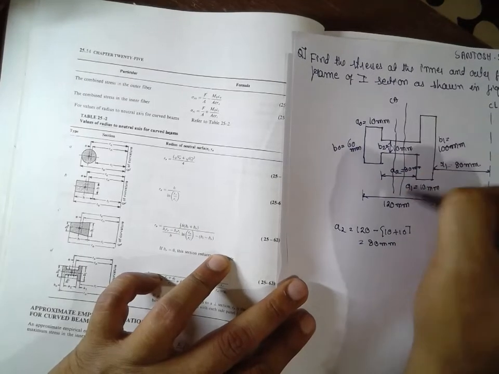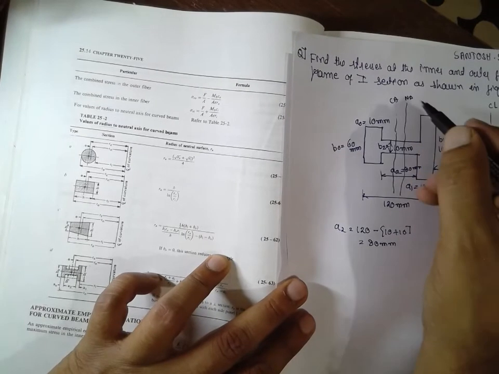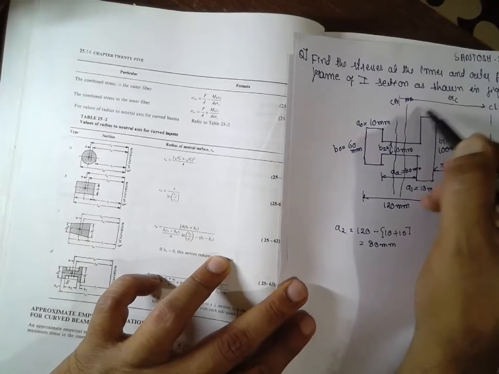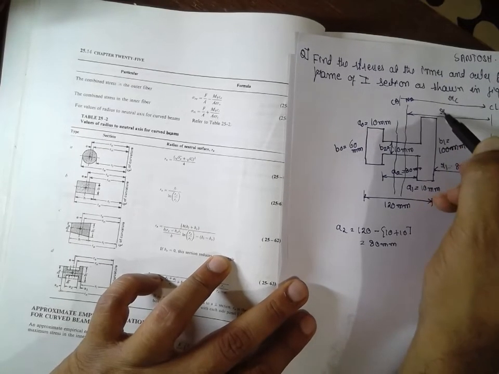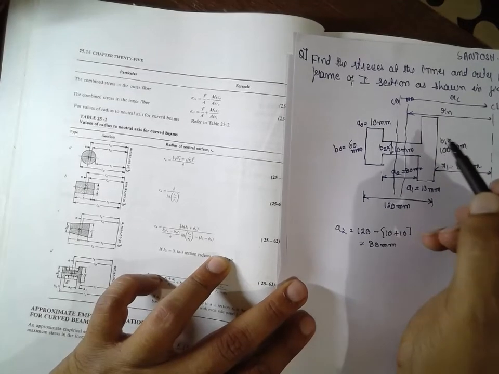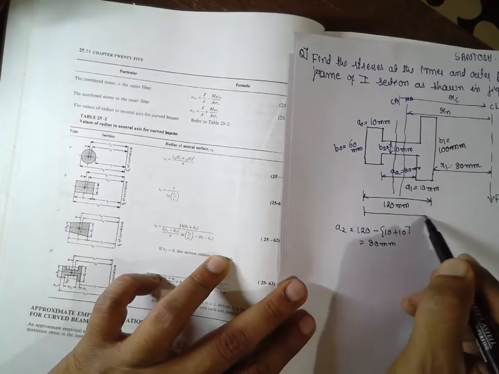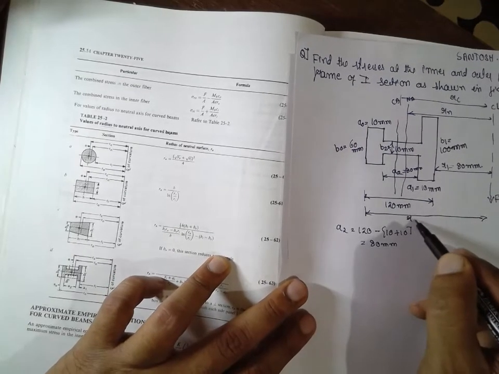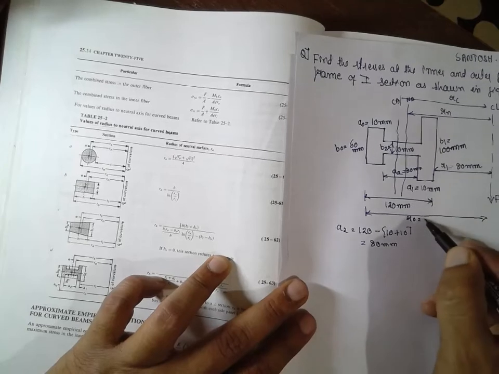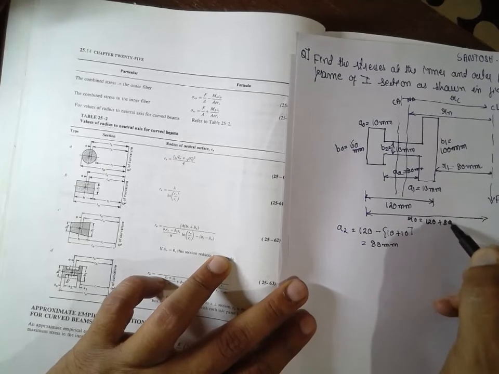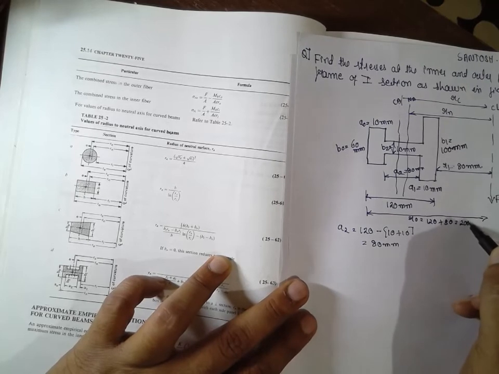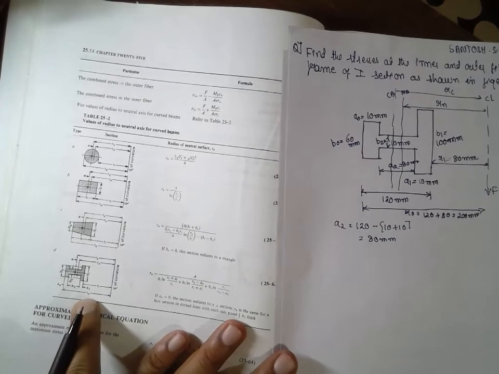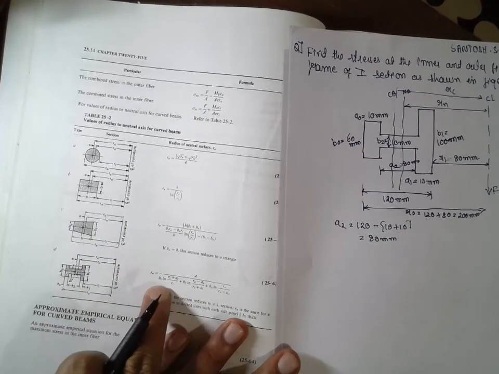Neutral axis. From the central axis, we call it Rc. The neutral axis we call Rn, and we require R naught. And what is R naught here? 120 plus 80 is nothing but 200 mm, the R naught as per the data handbook. Now everything is over.